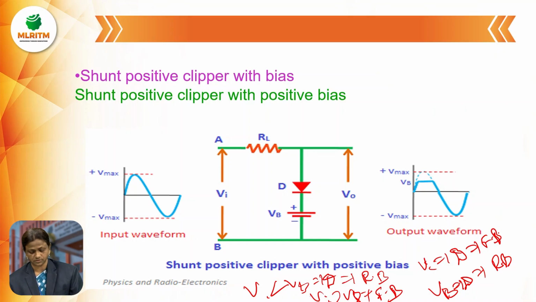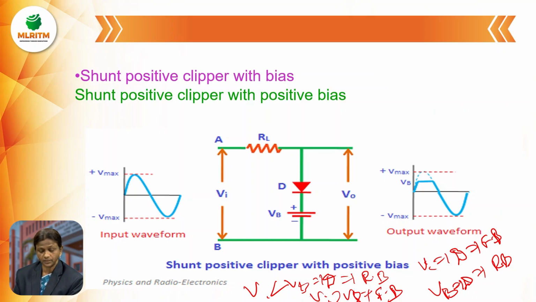Now we have to check two conditions: VI less than VB, and VI greater than VB. When VI is less than VB, which voltage is the high voltage? VB, the biasing voltage. So due to VB, the diode is in reverse bias. So whenever VI is less than VB, the diode is in reverse bias only. Next, when VI is greater than VB, the high voltage is the input voltage VI, and due to VI, the diode is in forward bias. So in shunt connection, when VI is less than VB, the diode is in reverse bias. Whenever the diode is in reverse bias in shunt connection, you can get the corresponding output.